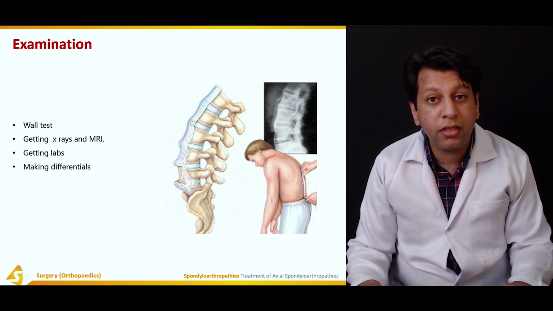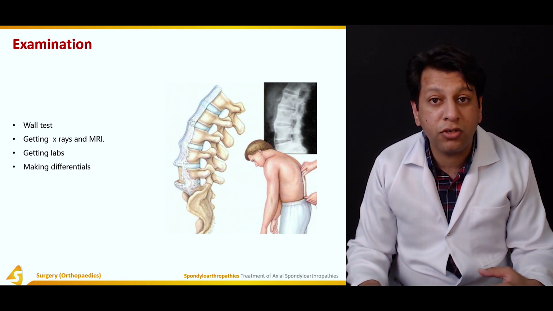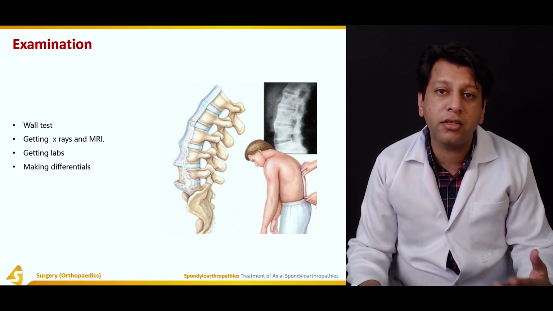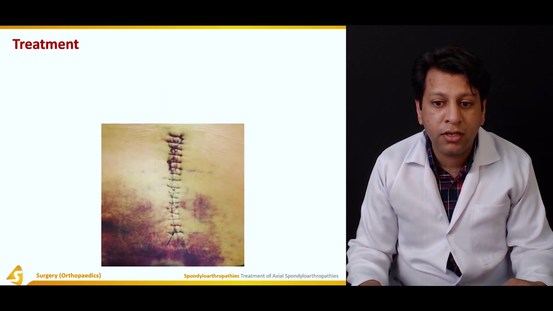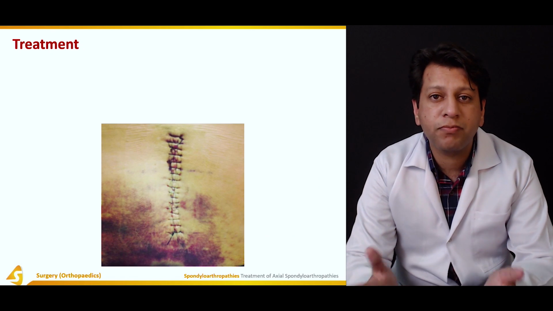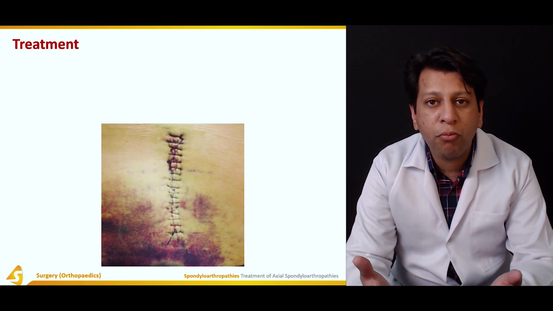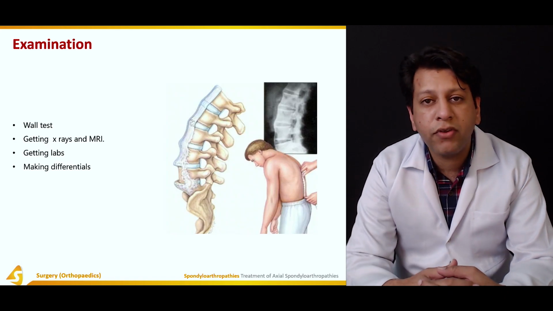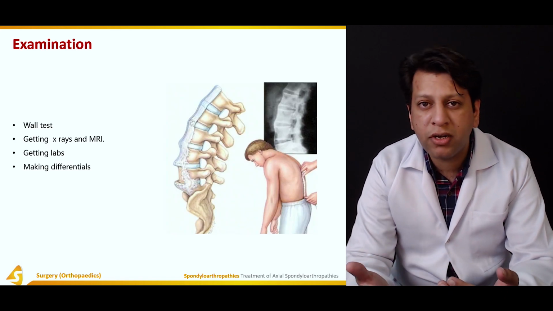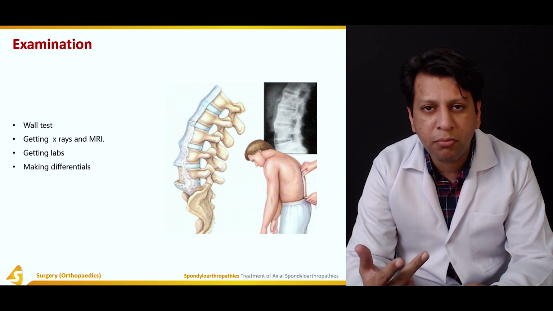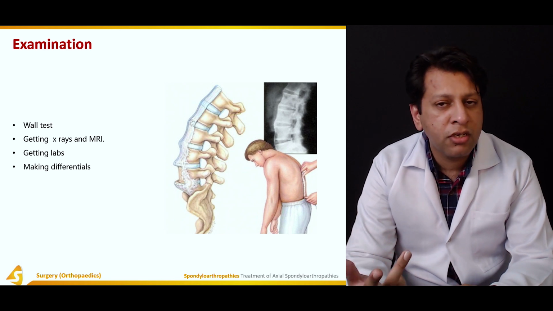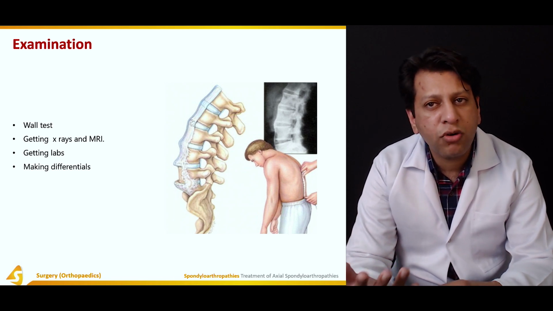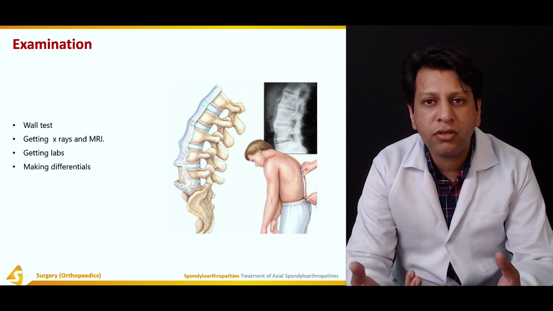Then comes making the differential. What are we thinking on these? What else would we be thinking other than ankylosing spondylitis? Usually, it's very simple. For low back pain, the differentials include something as simple as myofascial pain or back strain. It could be ankylosing spondylitis. It could be some kind of osteoarthritis of the hip.